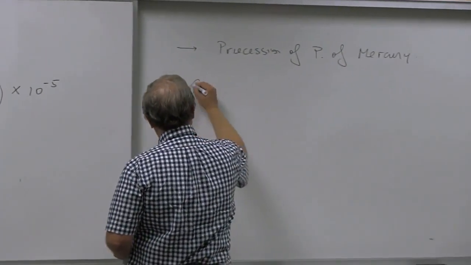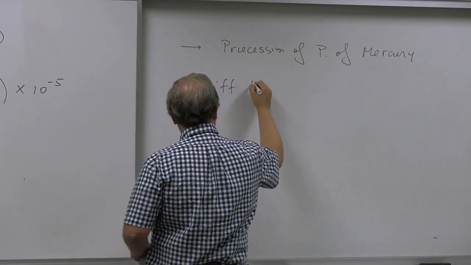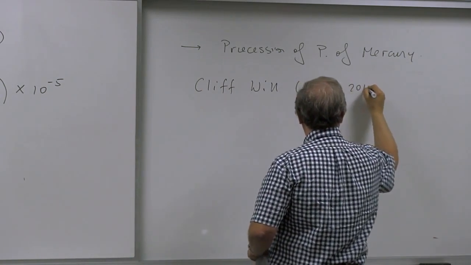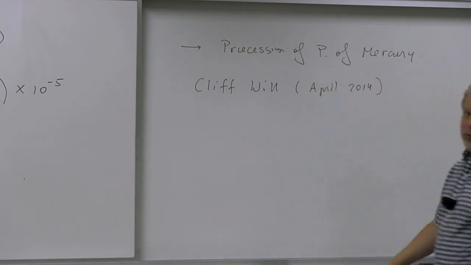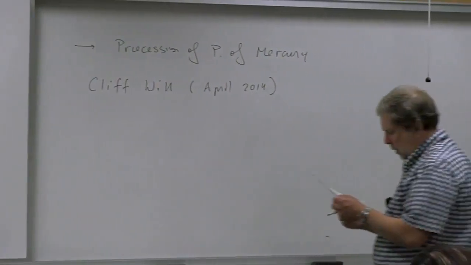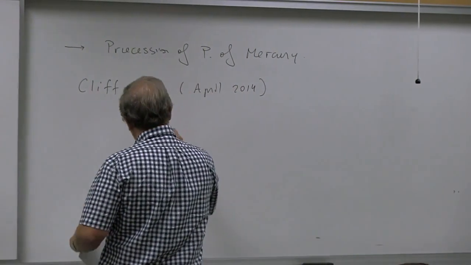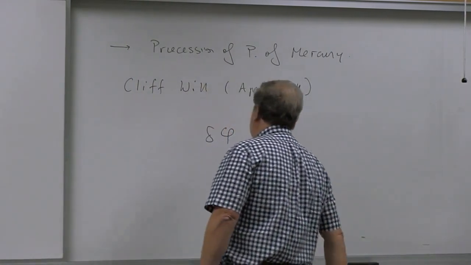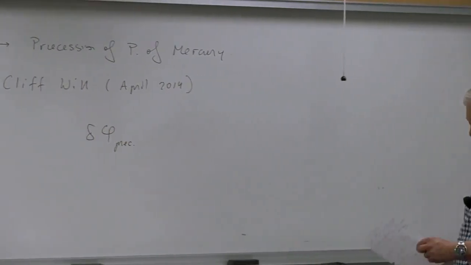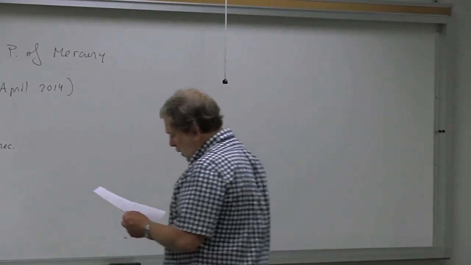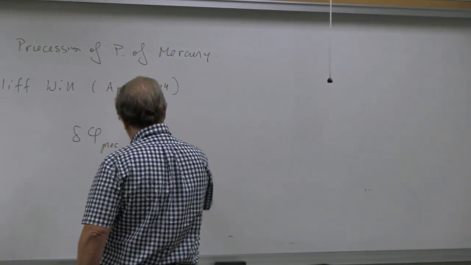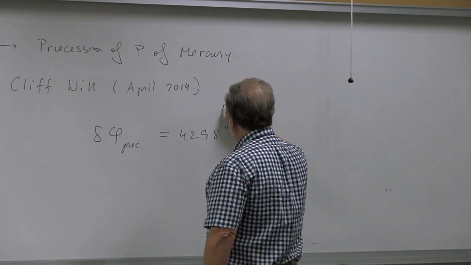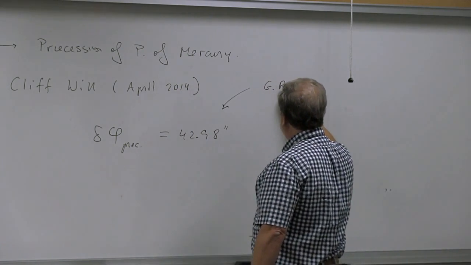And so this is the review by Cliff Will, which is April 2014, right? A few weeks old. And he writes down that the delta phi, due to the precession, right, the general relativistic precession of the perihelion of Mercury, can be written in this form as 42.98 arcseconds per century, and that is the GR answer.